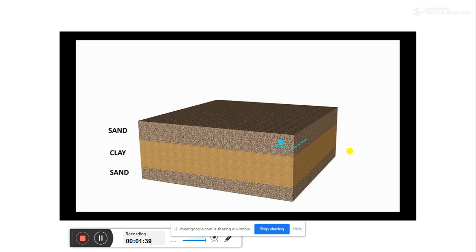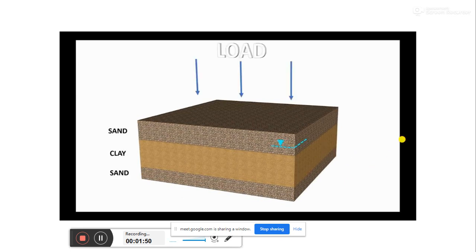So there is lots of confusion. What is settlement? What is actual consolidation? Now we can look. This is again the soil layers constantly settling due to load. This is our soil layer, sand, clay, and sand, and this is our load which is coming from the top portion.